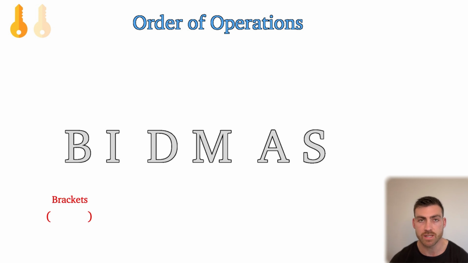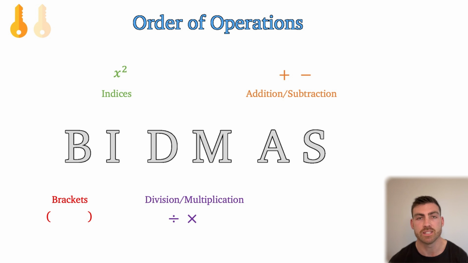We just explained that if we want a person to complete a particular operation first, we put brackets in the expression. So brackets is first. The next operation we have not discovered yet. This is indices. We will explore this in a later topic. Next, we perform the abbreviations multiplication and division. And finally, we complete addition and subtraction last. This creates the acronym BIDMAS.